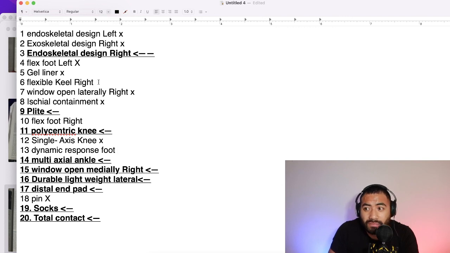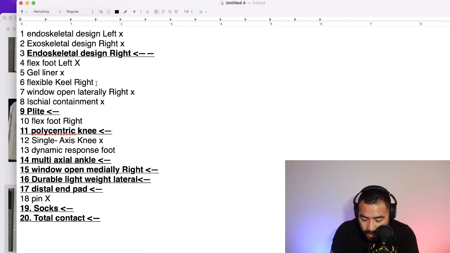Flexible keel. Is that what we want? No, that's K2. Flexible keel is K2. Say it with me. Flexible keel, K2. SACH foot, K1. I don't care what you're saying. Textbook answer. Flexible keel, K2. Got it? Okay.